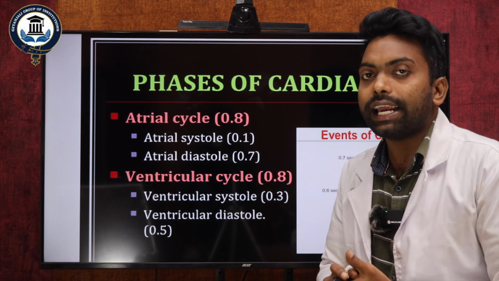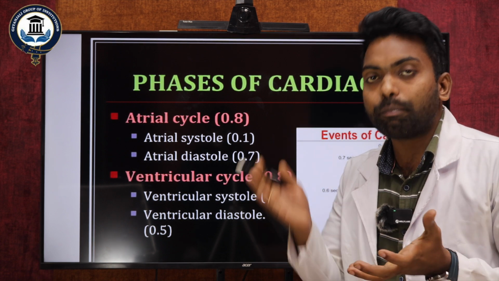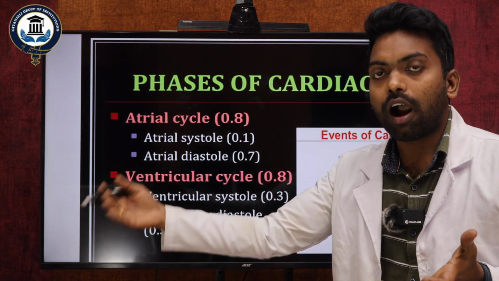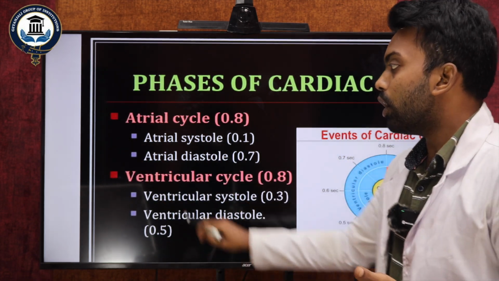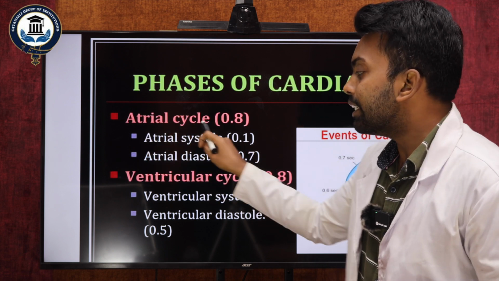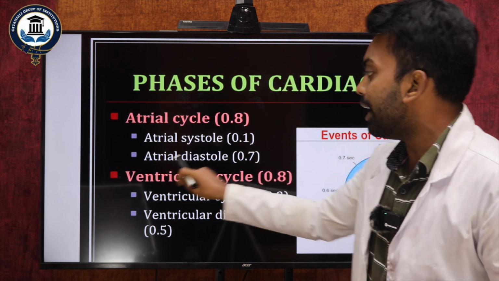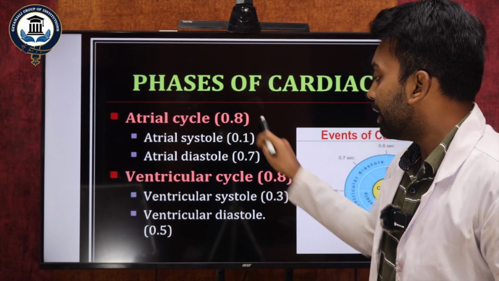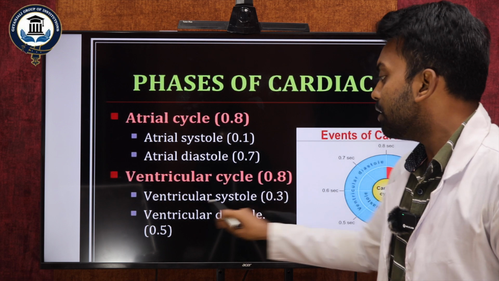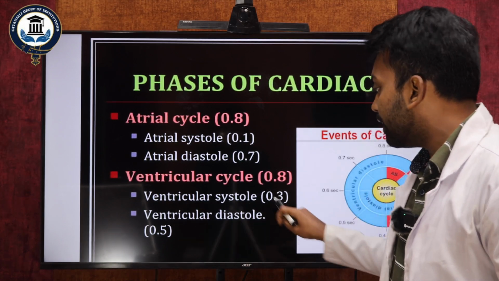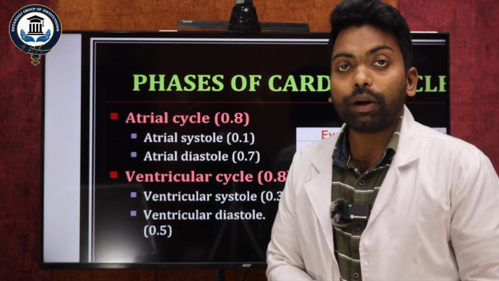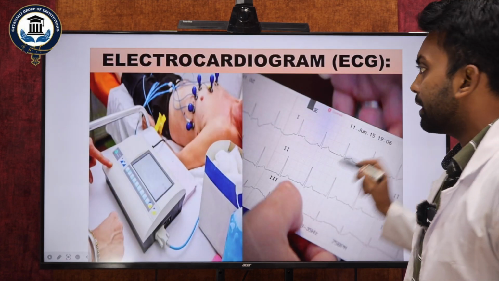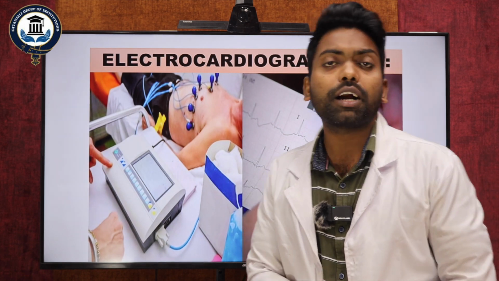Within 0.8 second only, the pumping of blood within the heart happens, and then cardiac output happens. This is called the atrial event. Under the atrial event there are two things, atrial systole and atrial diastole, 0.1 and 0.7, so 0.8 happens. In the ventricle cycle, ventricle systole and ventricle diastole also add up to 0.8 seconds. These are the phases of the cardiac cycle, and this is the exact meaning of the cardiac cycle.